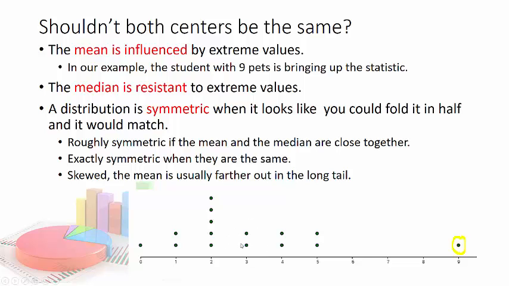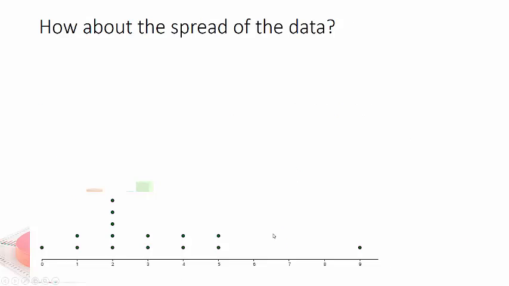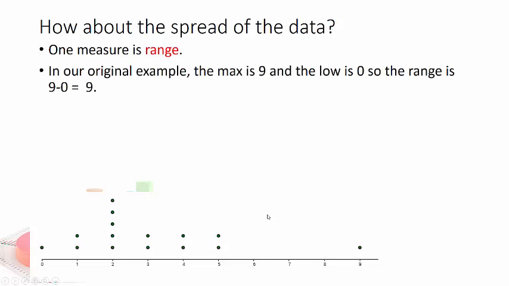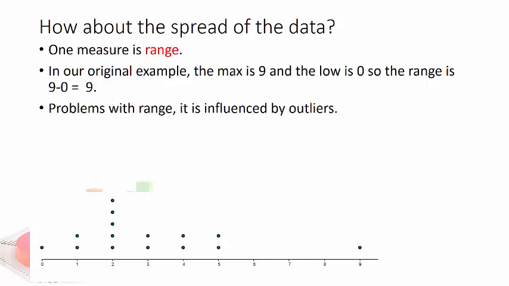So you can see 3 is already the mean's getting a little further away. Now, besides looking at the centers, we could look at the spread of the data. One measure, which you learned a long time ago, is range, and it's really simple. All we do is go max minus min, and that gives us a range. The problem is it's influenced by outliers. So that little 9 there is really changing our range.